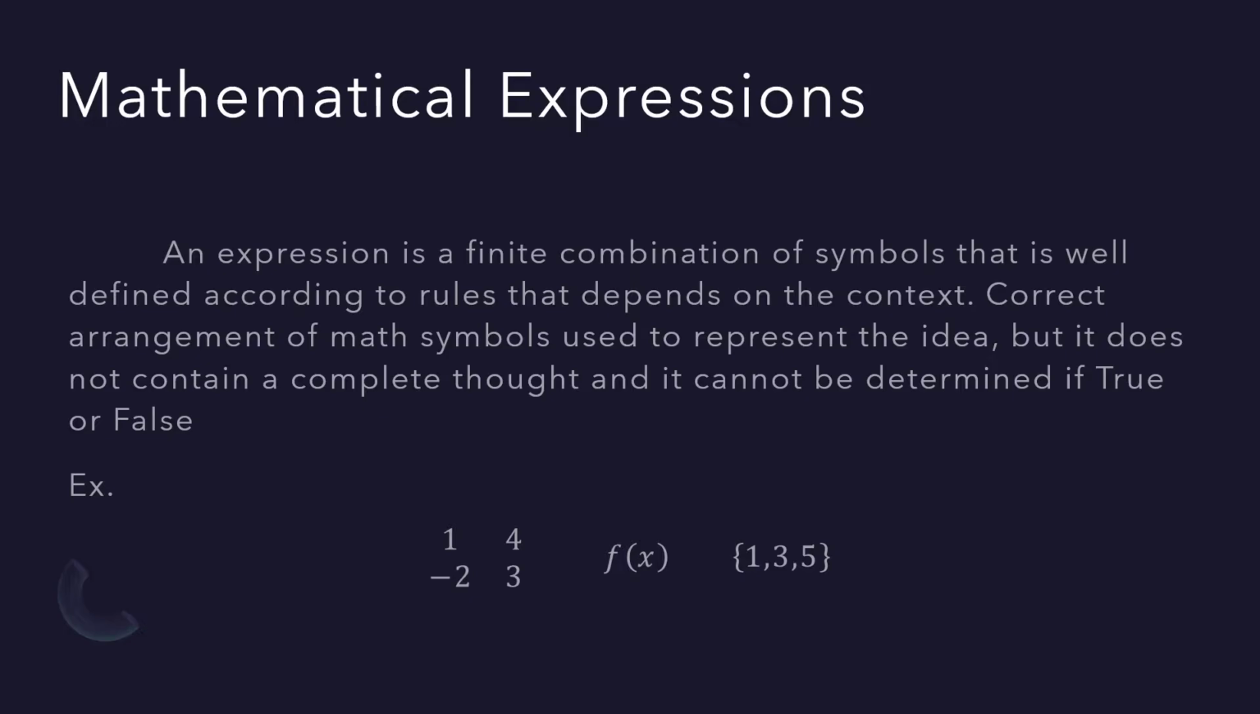Di ba? Sa English language, we have a phrase and a sentence. So, a phrase is a collection of words, no? A phrase is a collection of words that does not convey a complete thought, basically. So ganun din dito. When we say expressions, these are mathematical phrases, no? Mathematical phrases that do not convey a complete thought.